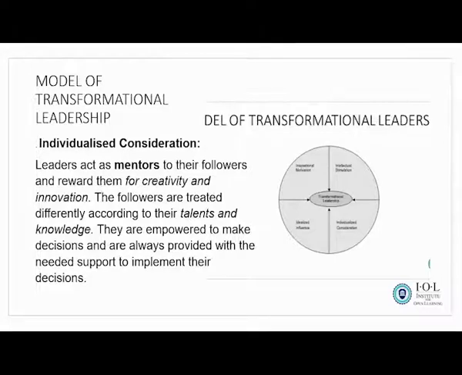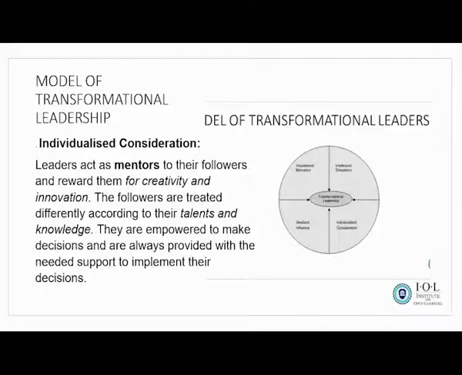Followers are treated differently according to their talents and knowledge. So in other words, such leaders celebrate the talents of their followers. They recognize the knowledge of their followers. It's not a matter of if you know better than me, then you become my challenge or you become my enemy. They embrace people with knowledge. They encourage people to know better than themselves. So they are empowered to make decisions and are always provided with the needed support to implement their decisions.